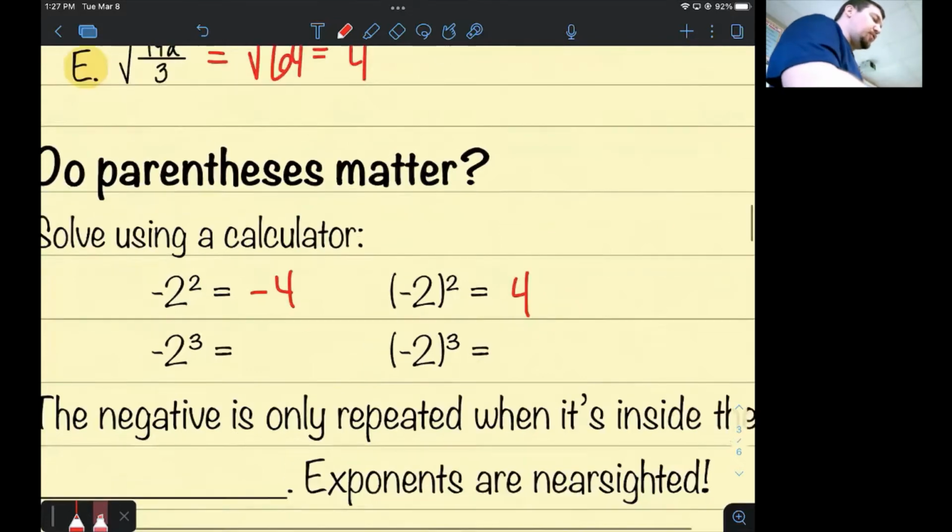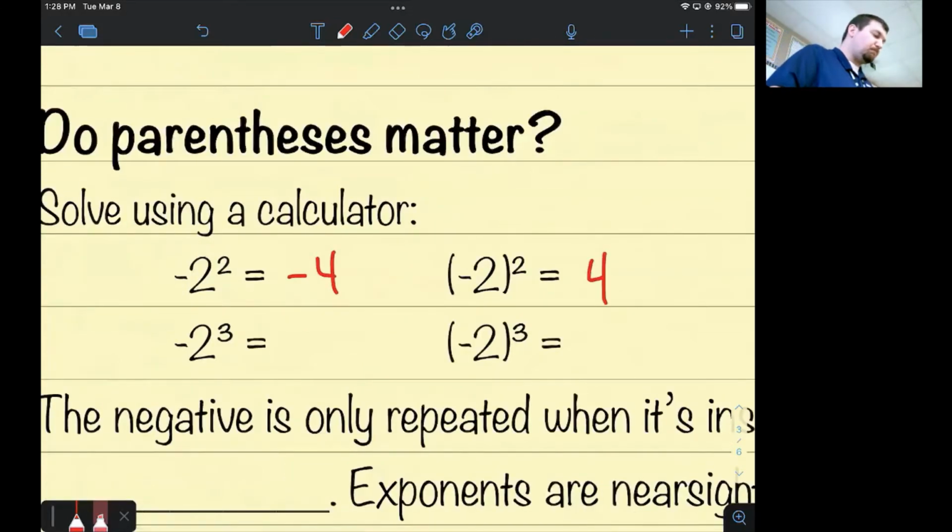Now, watch what happens when you do it with cubes. Negative 2 to the third power. Type it in without parentheses. What do you get? Negative 8. Okay. Who's done the second part here? You haven't tried it.